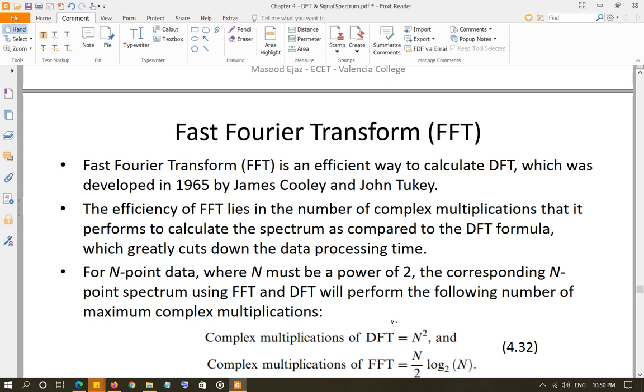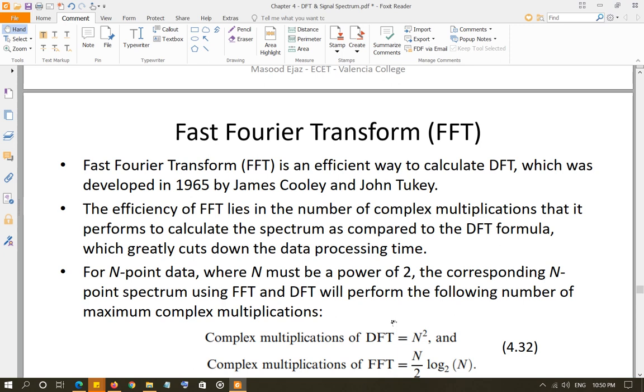It has a specific requirement, that is your data sample must be a power of 2. So you can have 2 data samples, 4, 8, 16, 32, 64, and any power of 2, but you cannot have 5 data samples or 7 or 10. Then you cannot apply FFT. You have to apply the DFT formula that we have discussed. So this is the basic requirement of FFT, that your data sample must be a power of 2.